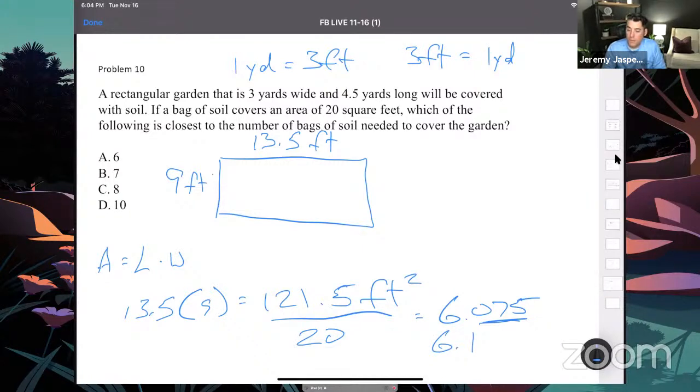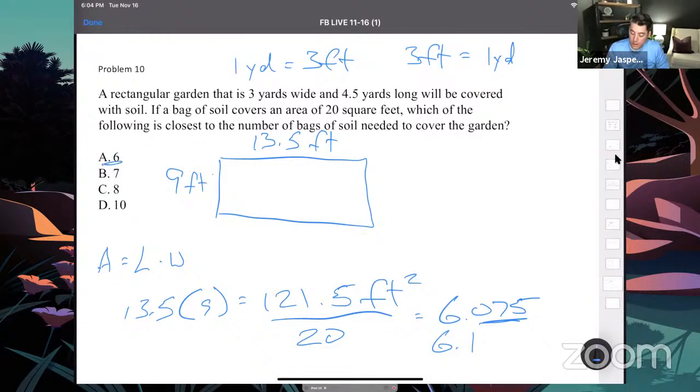It's such a small number. What am I supposed to do? How many bags do I need? Do I need 6 bags or do I need 7 bags? I need to cover the entire garden. If I do what I normally do and I just round, I should go down to 6. So if I were to pick 6 bags, what happens?